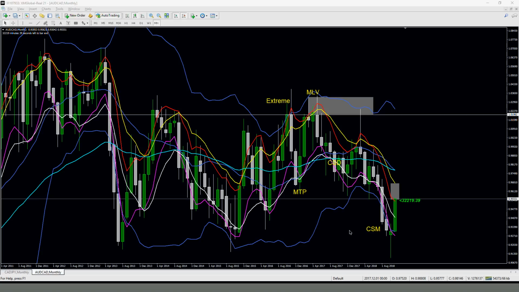In this particular example, we're basing this re-entry on the fact that there's a full setup of BBMA on this pair, which is AUD CAD monthly. So in order to enter this market for a sell as a zone entry, most of the people that I know who base their entries on zone entries just put pending orders on the zone.